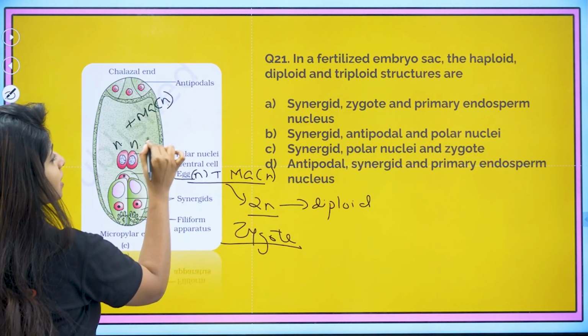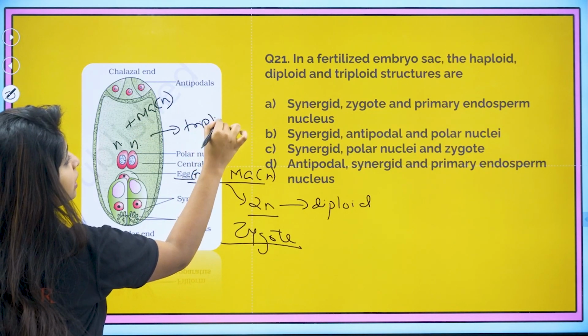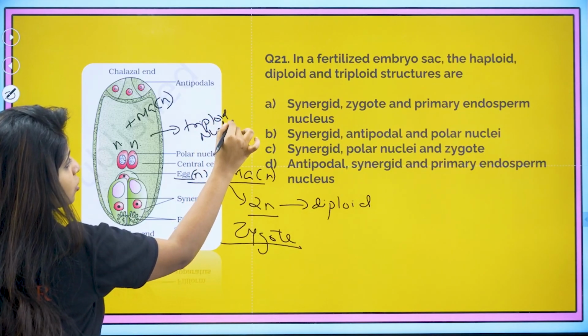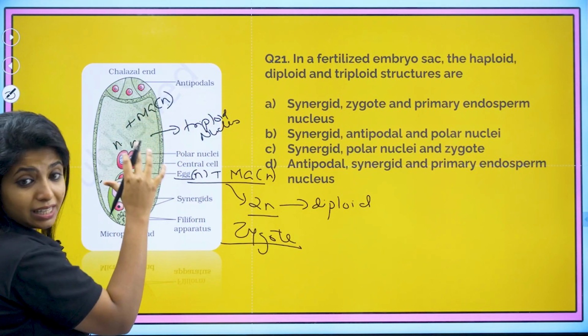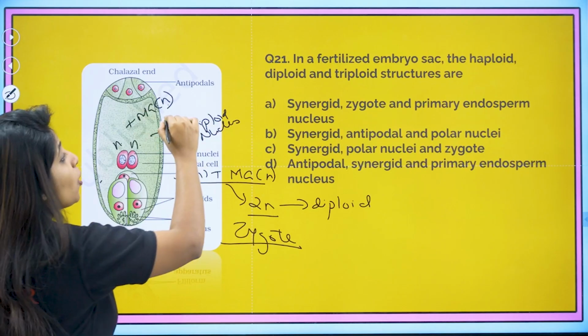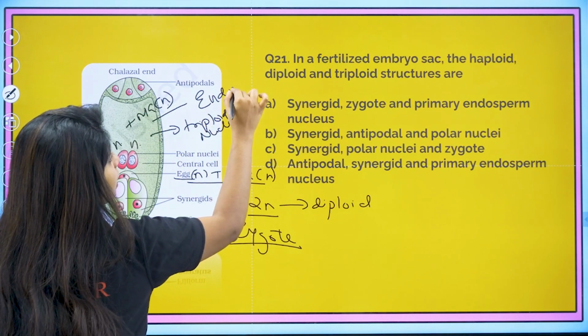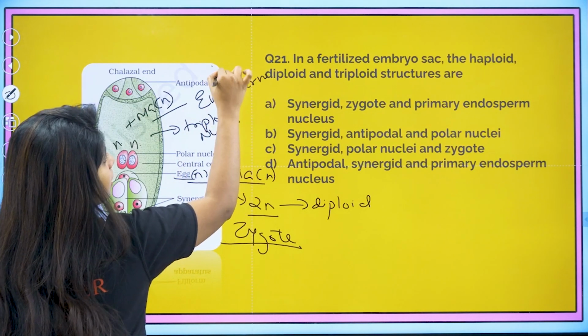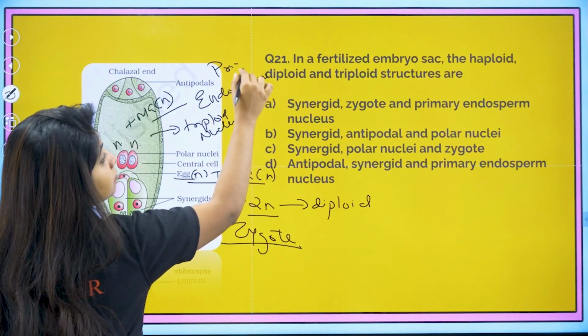So n plus n plus n, it forms what? A triploid nucleus over here. A triploid nucleus, or can I say a triploid cell? A cell that has a triploid nucleus, right? What do you call this cell? You call this the primary endosperm cell, PEC. Primary endosperm cell, PEC.